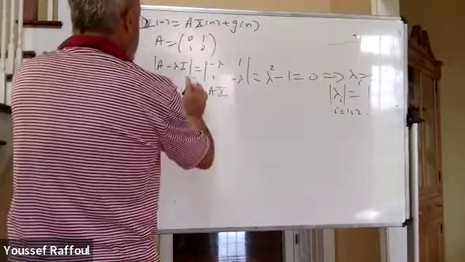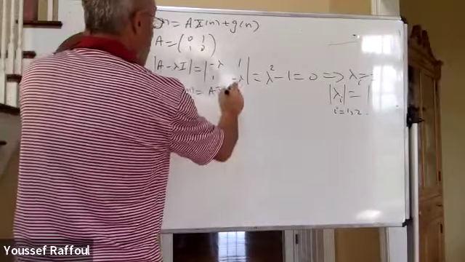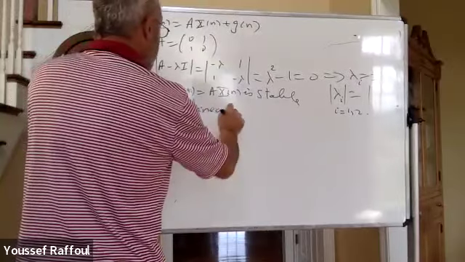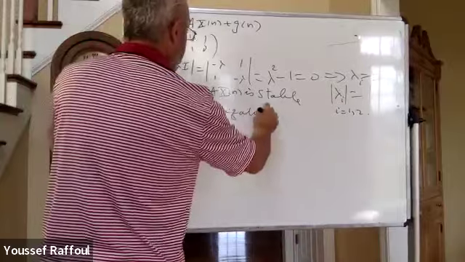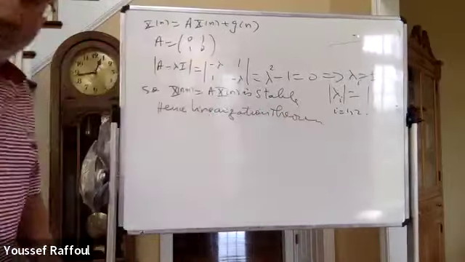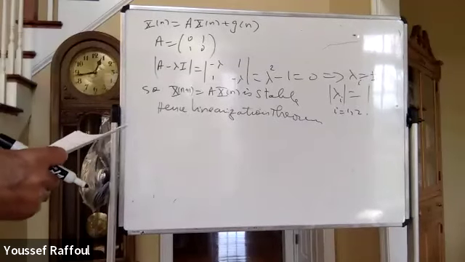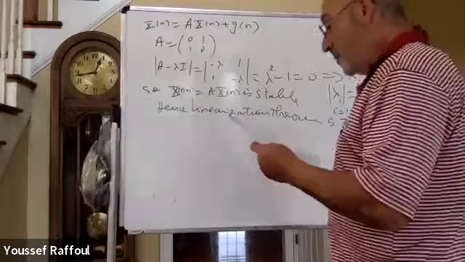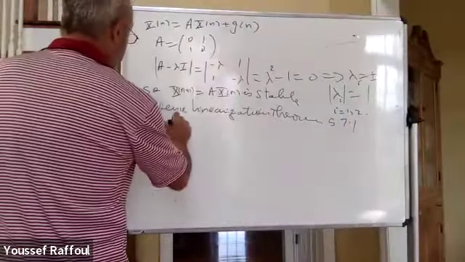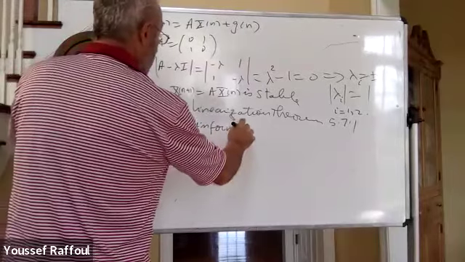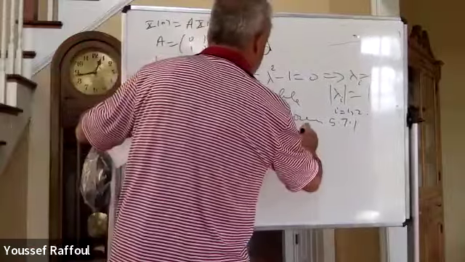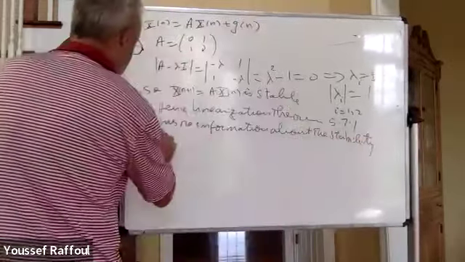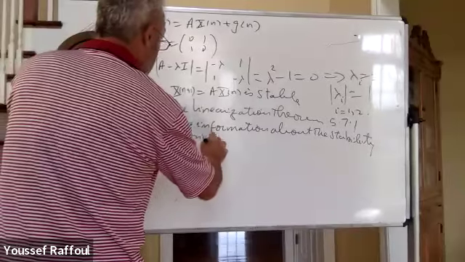So x_{n+1} = A x_n is not asymptotically stable. Hence, the linearization theorem, and let me tell you exactly which theorem, (5.71), gives no information about the stability of our original system.